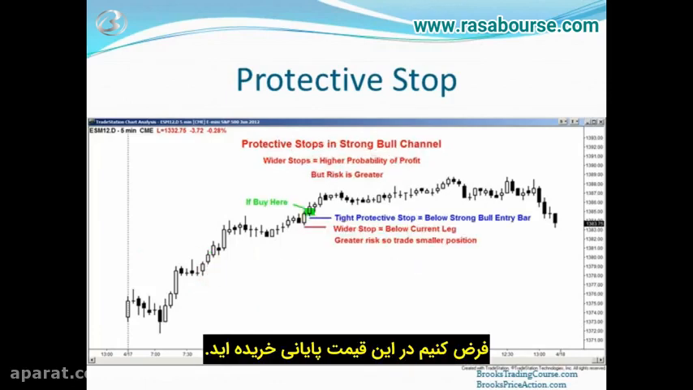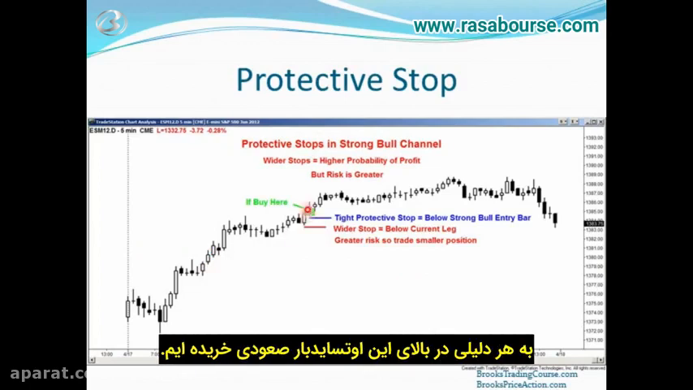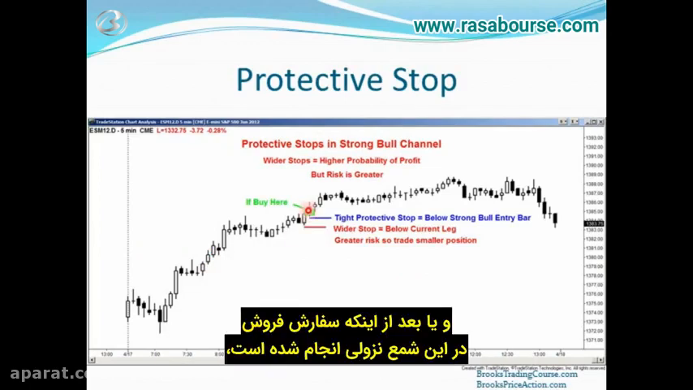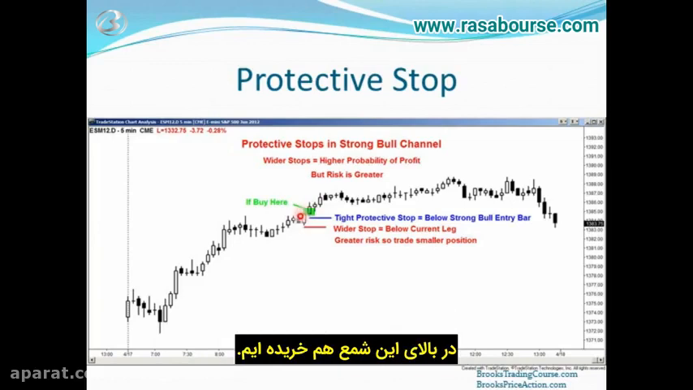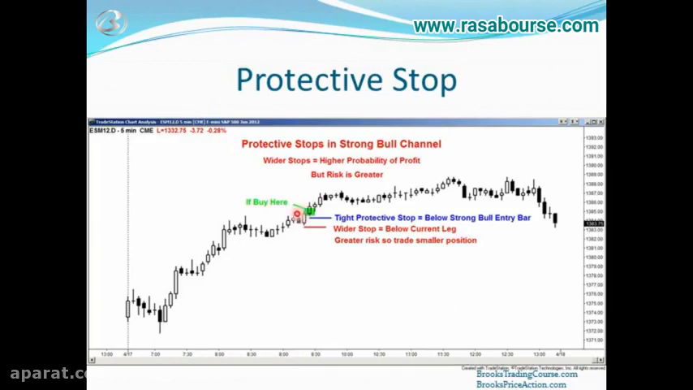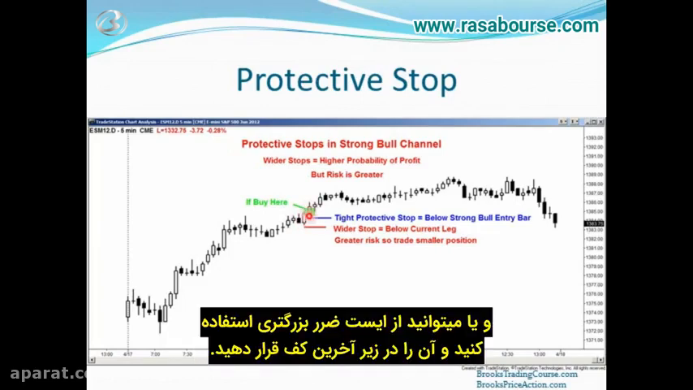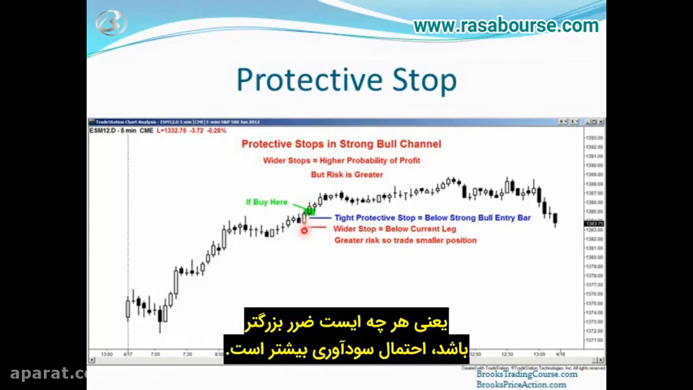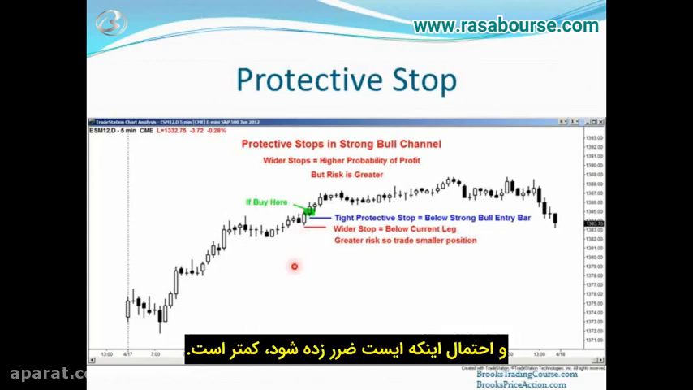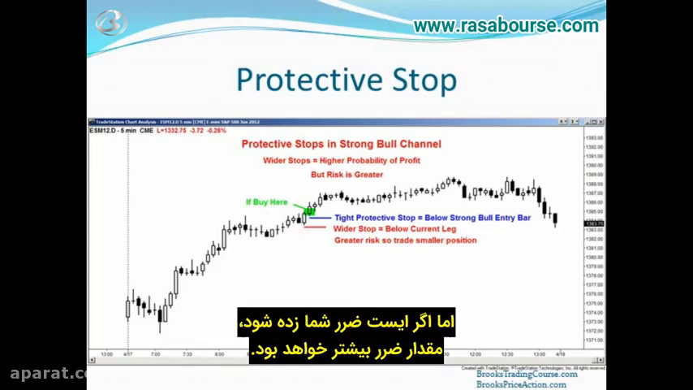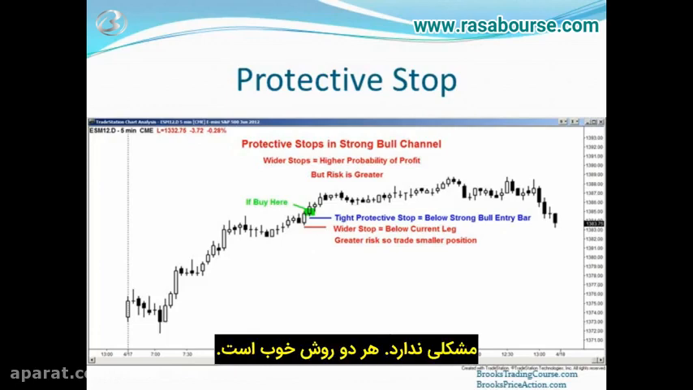Let's say you bought here at the close, or for any reason, above the high of this outside up bar, above the high of this bear reversal bar after it triggered in shorts. You can use a tight protective stop below the low of the bear breakout bar, or you can use a wider stop below the low of the most recent higher low. Same thing, the wider the stop, the more likely you'll have a profitable trade, the less likely you'll get stopped out. But when you do get stopped out, you'll lose a little bit more money. And that's okay, both ways are okay.